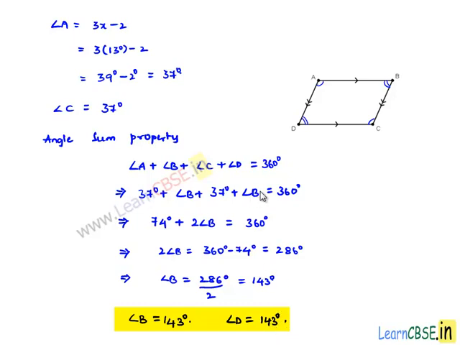Therefore we got all the angles of the parallelogram: angle A is equal to 37 degrees, angle B is equal to 143 degrees, angle C is equal to 37 degrees, and angle D is equal to 143 degrees.